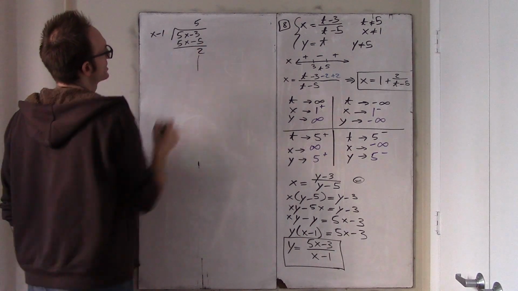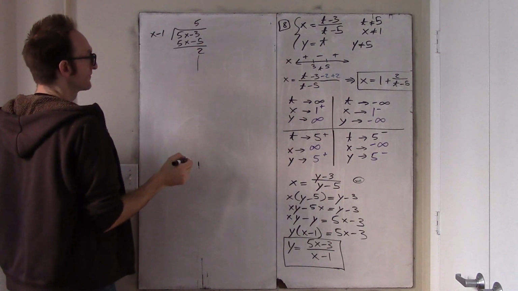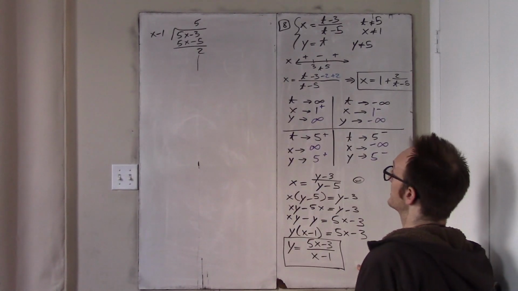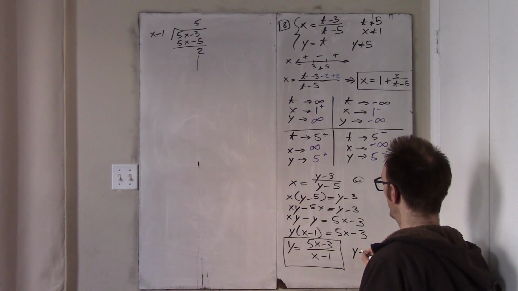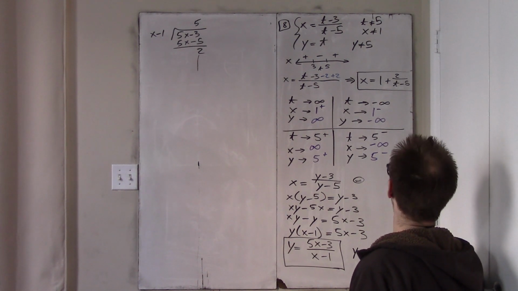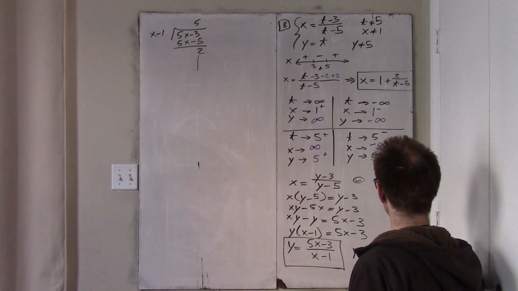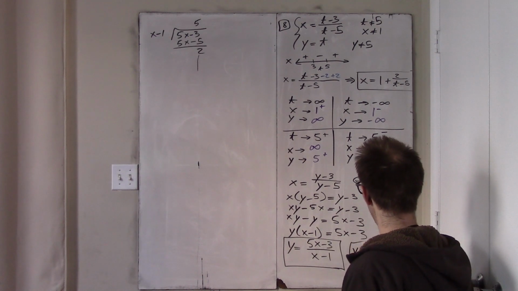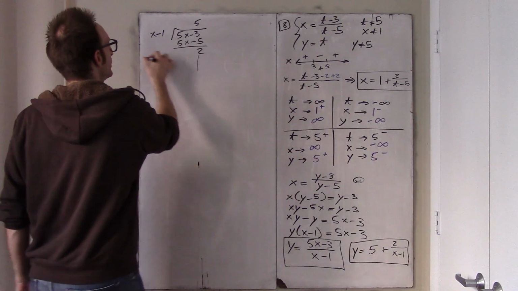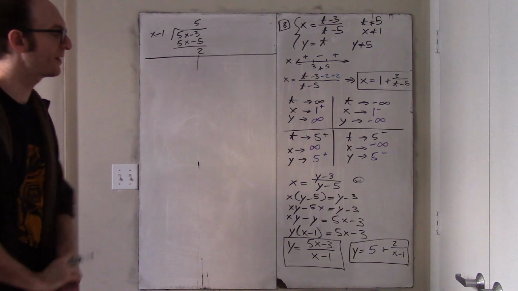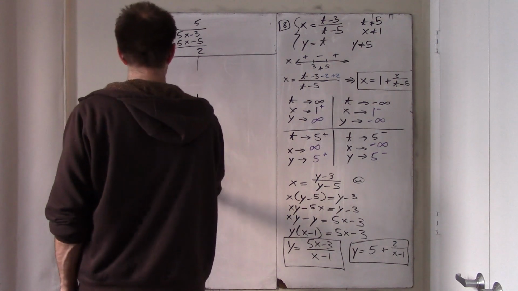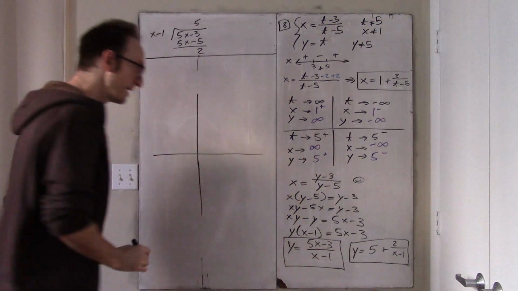And what do I get? This is 2, negative 3 minus negative 5. So what is this really? This is y equals 5 plus 2 over x minus 1. Alright, and now this is completely under control. I know exactly how to graph y equals 5 plus 2 over x minus 1. It's just going to be what it is.